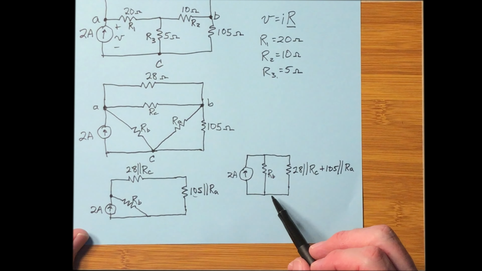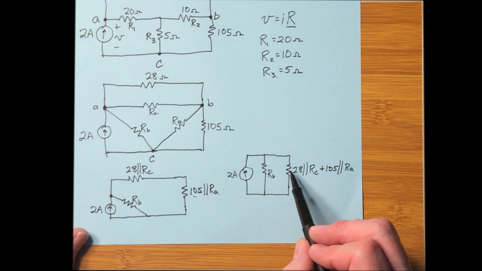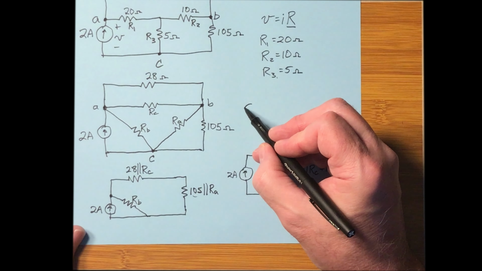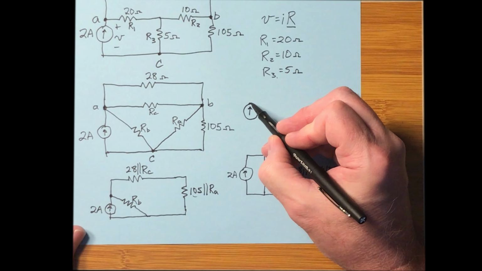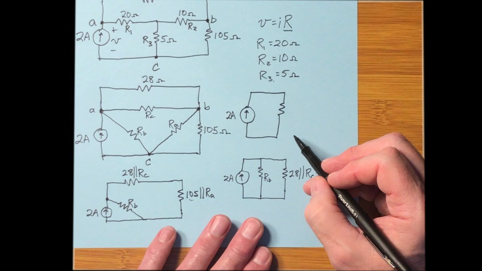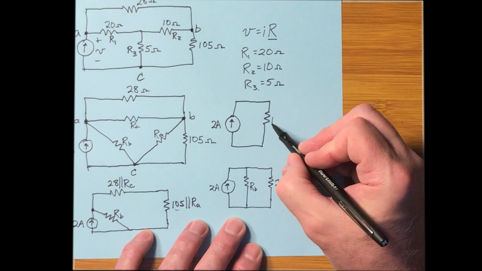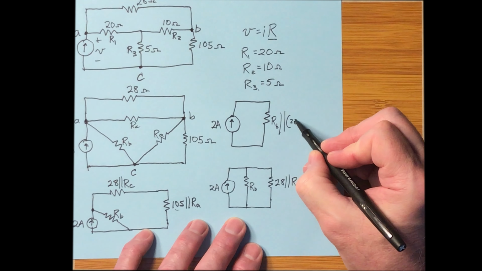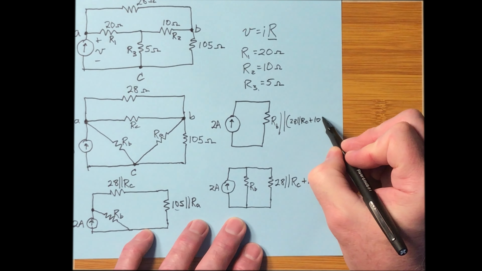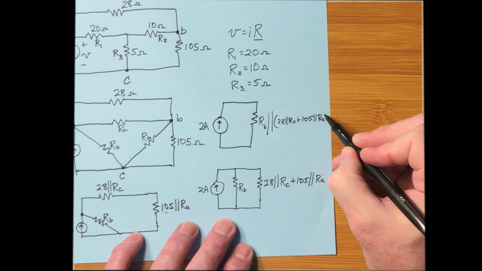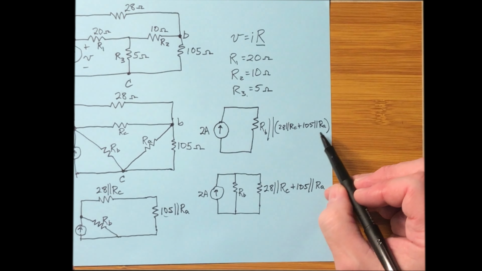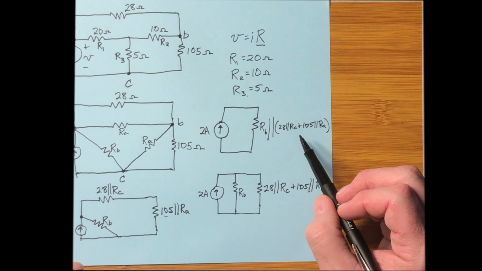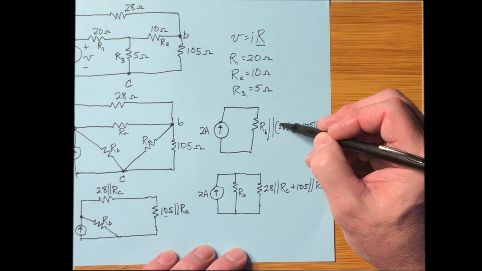At this stage then, we should be able to combine these two together because those two are in parallel now. So we can go up here and redraw the final circuit with one resistor. And now what is this one? Well, it is R sub B in parallel with the 28 parallel R sub C plus 105 parallel R sub A, parenthesis close. So now if I know what R sub A, R sub B, and R sub C are, well, what can I do? I can combine these.